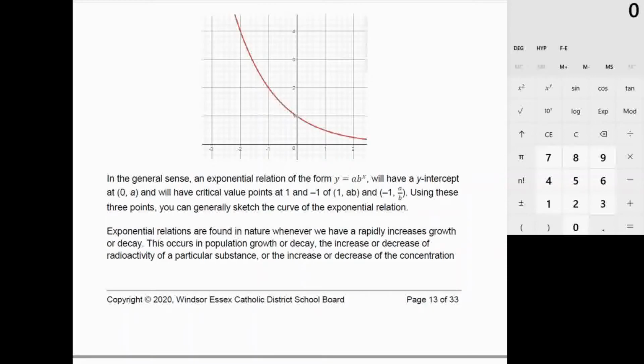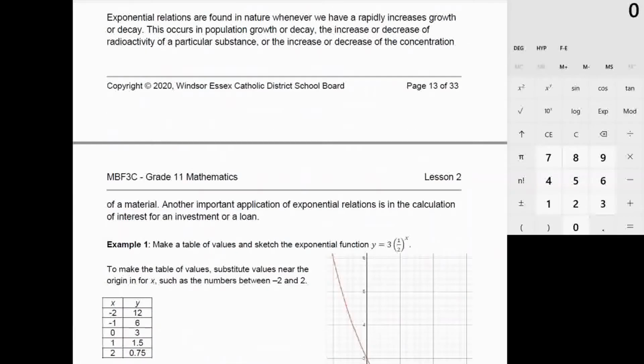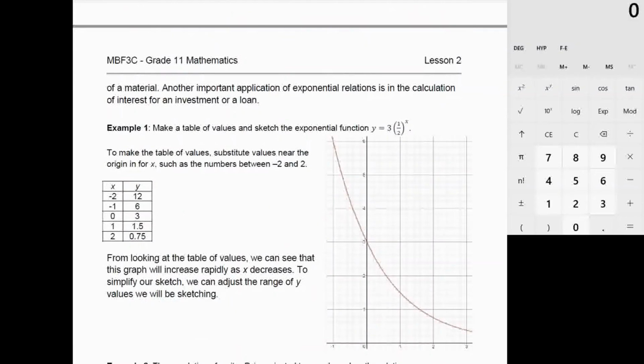The next part of this lecture talks about how we see exponential relations in many different applications. In nature, they occur with the radioactivity of a substance. It will decay over time. We can see the concentration of a material increase or decrease exponentially. Population growth does the same. When we talk about financial math, which we'll do in our next few lessons, they are all graphed based on exponential relations as well.